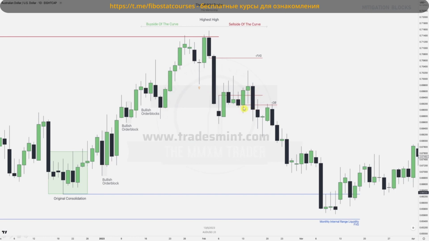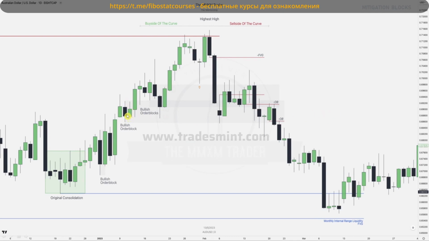So this mitigation block coupled up with a bearish order block, and then we can find an entry over here. Price keeps continuing down until we reach that internal range liquidity. Again, from external to internal, and then sell side of the curve with those mitigation blocks. We have another one over here and another one over here, which we can outline too.